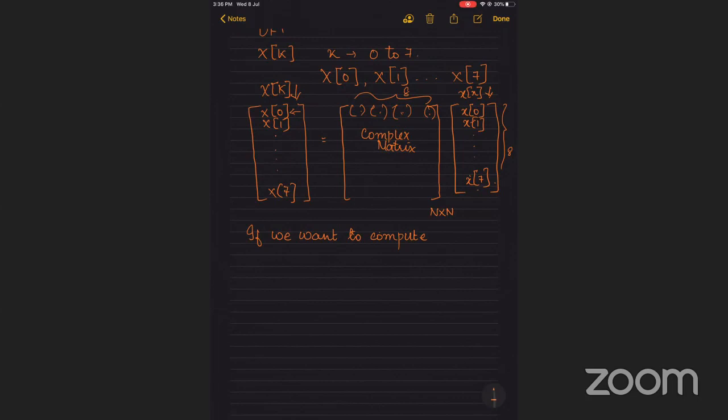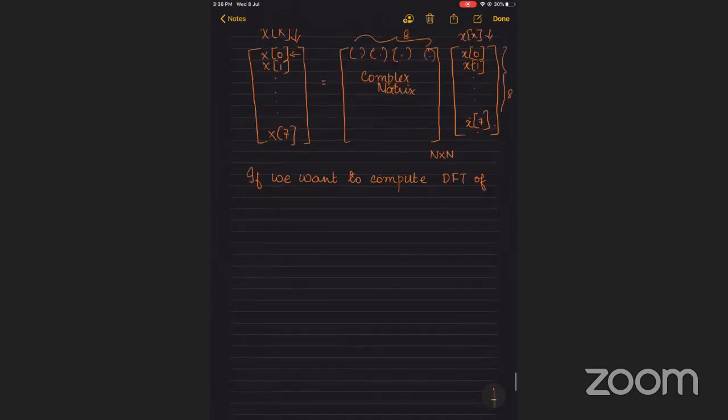If you want to compute the DFT of an n-point sequence, we will very specifically look at one type of n. What is that? Where n is equal to some power of 2, 2 power r. For no other thing are we going to look. We are going to make it very specific and say n is equal to 2 power r. For an n-point sequence, we need n square complex multiplications.